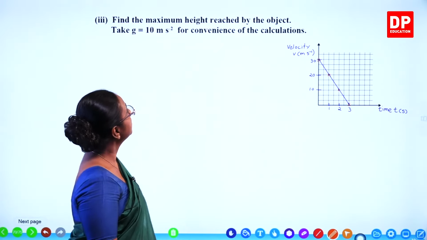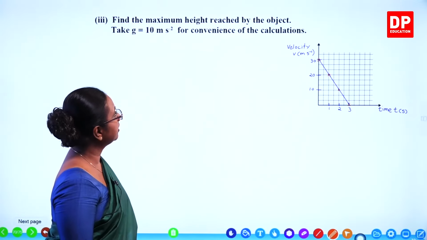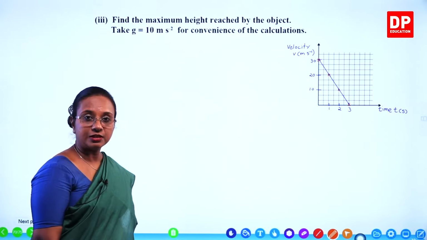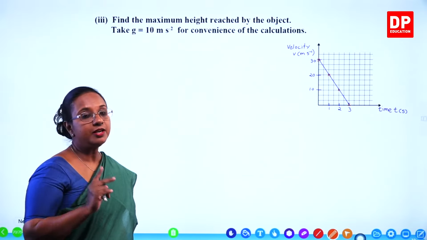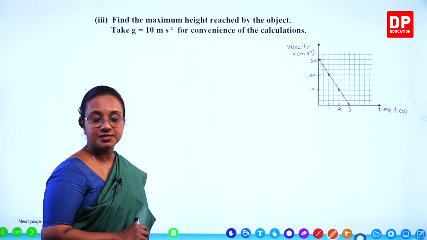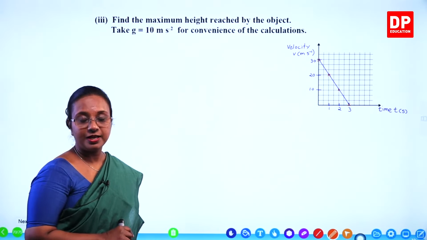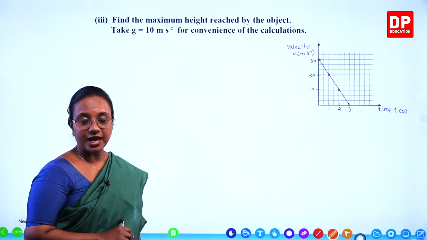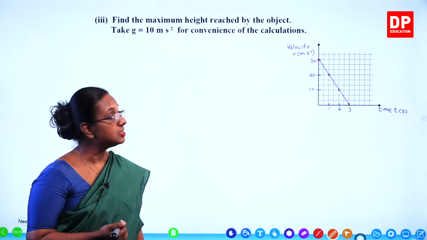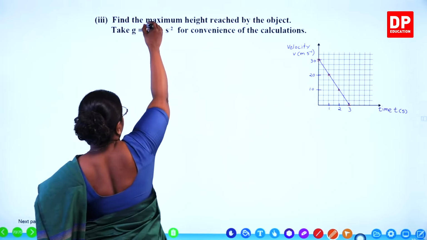Find the maximum height reached by the object. Take g as 10 meters per second squared for convenience of the calculation. So here we can do the calculation in 2 ways. You already know that by now. We can do a direct calculation because this is a movement under uniform acceleration. The body underwent uniform acceleration, so we can find the mean velocity of the motion and then calculate the displacement. That will be the maximum height reached by the object.